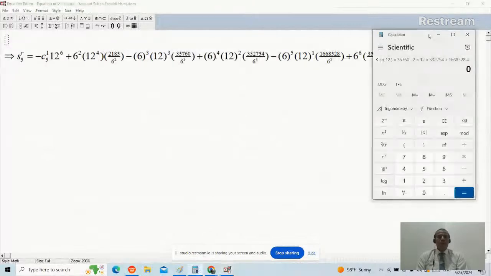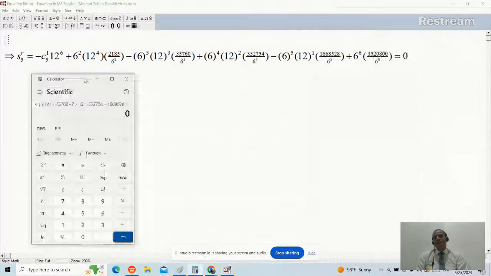Here, learners, this is my calculator. I will start from the left hand side. This is the 0. We have negative 5 times 12 raised to the power 6. Then plus, you see 6 squared divided by 6 squared, no need, I'll just write plus 12 raised to the power 4 times 2185. Therefore plus 12 raised to the power 4 multiplied by 2185. Then you see negative 6 cubed divided by 6 cubed.